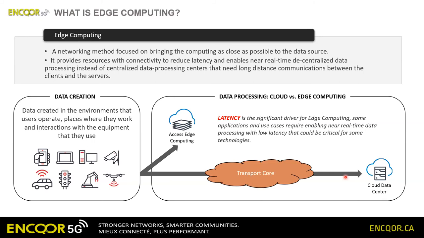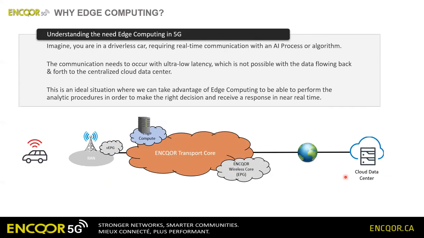Let's take an example to make it clear. We have a driverless car with different applications, and this car is in a situation where it needs to communicate with the AI process or algorithm to avoid an accident or deal with the specific situation. So this car will be connected to the 5G radio and then to process this data. This could be this way.